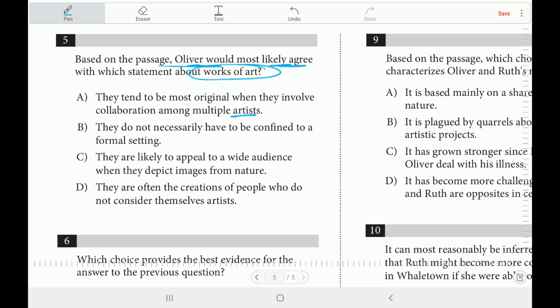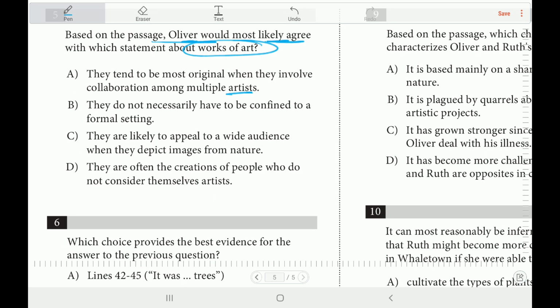So if multiple artists work together, the piece of art should be original when that involves working together with lots of artists. Okay, B: they don't necessarily have to be confined to a formal setting, so they don't take the usual way. Formal means being in accordance with established forms. That's the usual setting. This is what he meant by usual. The usual way, so he would do it in a different way.